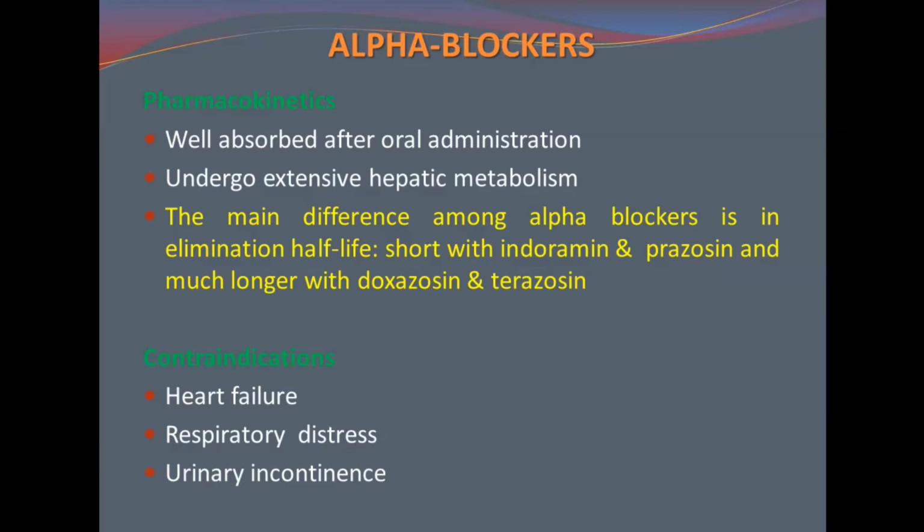These drugs are contraindicated in heart failure as alpha blockers cause dilatation of the vasculature, leading to decreased blood flow to the heart. These alpha blockers also cause respiratory distress, leading to congestion at nasal passages, and also cause urinary incontinence because alpha blockers cause contraction of the detrusor muscle, leading to incontinence.